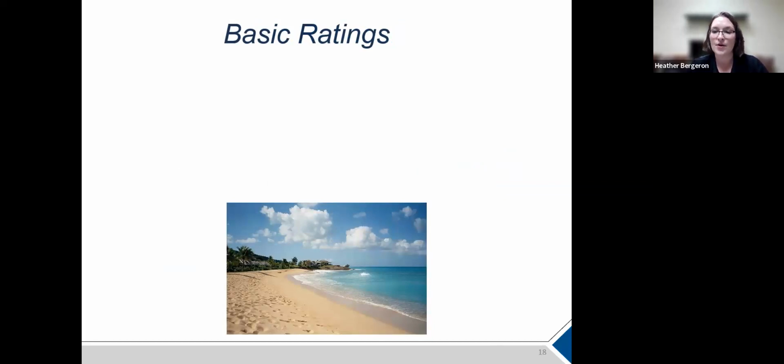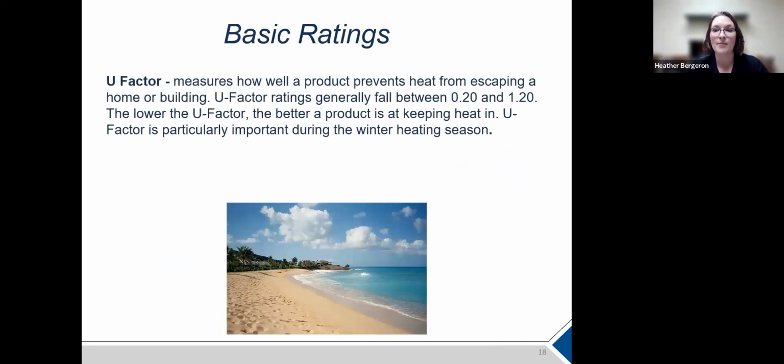So we all know that there are different mini climates throughout the US. So there are some basic ratings if you're in a hotter climate or if you're in a colder climate. Basic ratings as far as U factor would typically measure how well a product prevents heat from escaping a home or building. That U factor rating generally falls between 0.20 and 1.2. So the lower the U factor, the better the product is at keeping that heat in. The U factor is particularly important during the winter heating season.